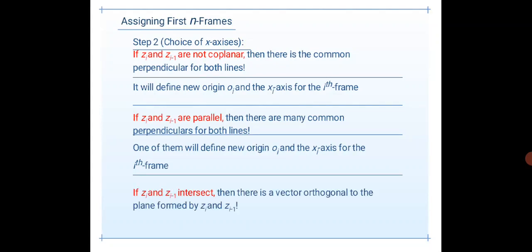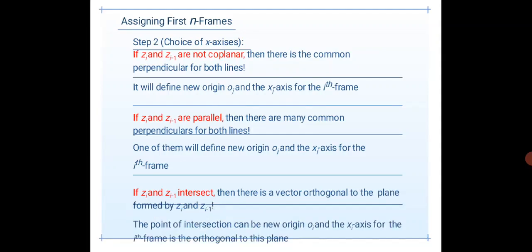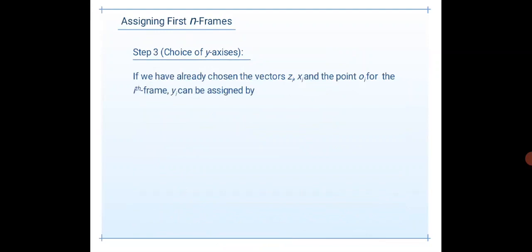If zi and zi-1 intersect, then there is a vector orthogonal to the plane formed by zi and zi-1. The point of intersection can be the new origin, and the x-axis for the ith frame is orthogonal to this plane. So step 3: once you have chosen the x-axis and the origin for the ith frame, yi can be assigned by a cross product operation, which is not that important here.